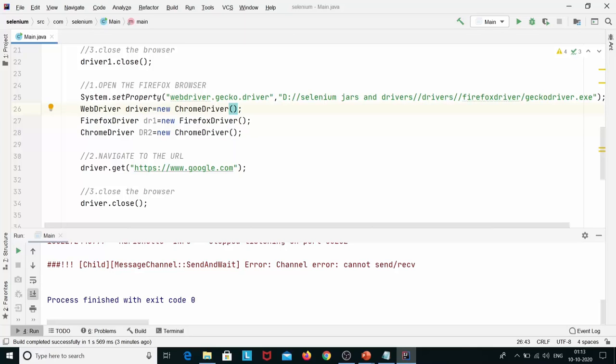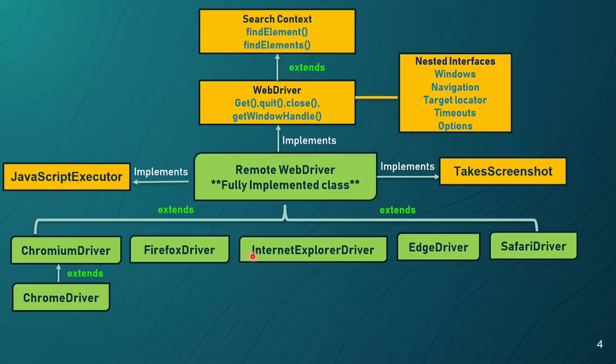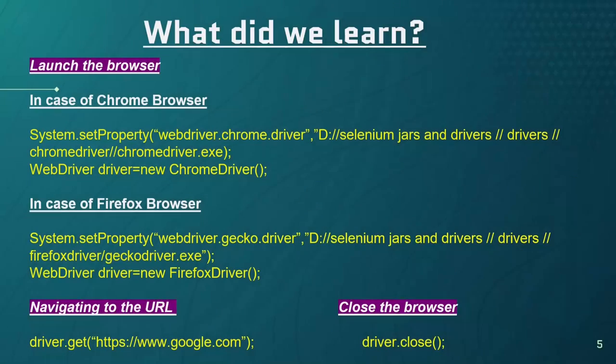These are the problems that we are facing if we are writing ChromeDriver driver is equal to new ChromeDriver. That is, the program is specific towards the ChromeDriver. Whereas if you're writing WebDriver driver is equal to new ChromeDriver, it is not specific towards a particular browser. Okay, so let's first revise what we have understood in this tutorial.